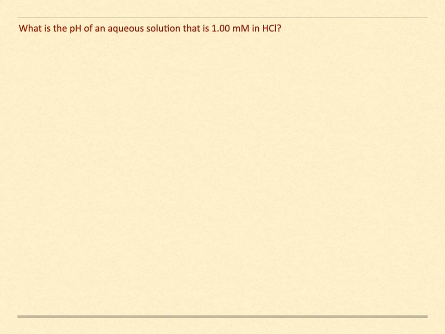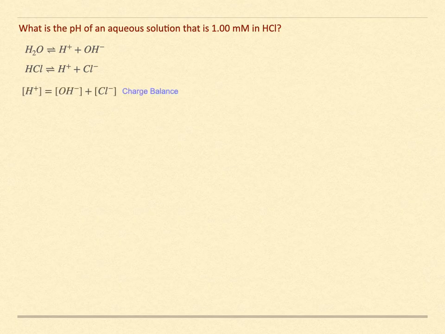What is the pH of an aqueous solution that is 1 millimolar in HCl? There are two reaction equations to consider. Whenever water is the solvent, there will always be the autoionization of water, and we also need to consider the dissociation of the HCl. The charge balance equation reminds us that there will be protons arising from both water ionization and HCl dissociation. The mass balance is best cast in terms of the chloride ion. The analytical concentration is 1 millimolar, and it will be partitioned amongst the chloride ions and any residual HCl molecules.